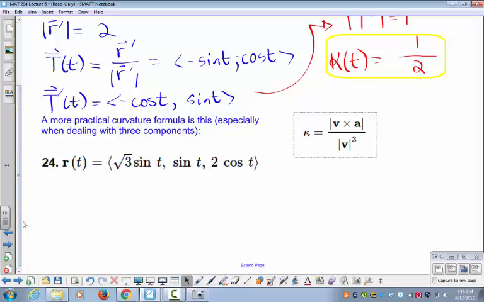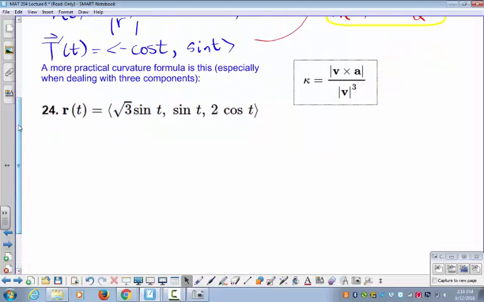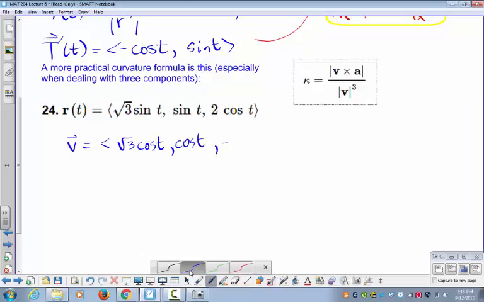So now let's try this more complicated one. And as we're going through it, we're going to use that formula instead, and you'll be able to see, I think, why this formula is going to be a little easier to use. So we find our velocity vector. Here's velocity. Find acceleration. And I like to stack these because I'm going to cross them anyway. So I like to have them right under each other so we can do our cross product technique. Acceleration right below it.